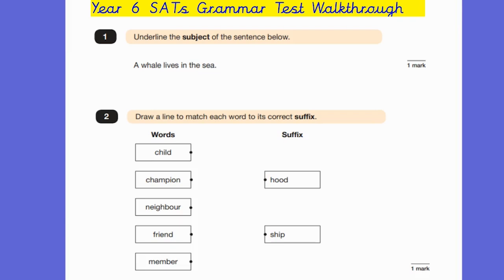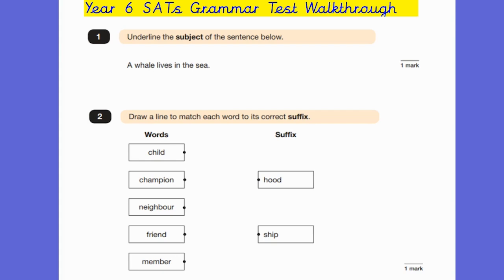So number 1, underline the subject of the sentence below. Children should have been taught that in an active sentence, the subject will always come first, so it'll always go subject, verb, object. So in this sentence, children should have underlined a whale. They could have underlined just whale. Lives is going to be our verb, and our object is going to be sea.